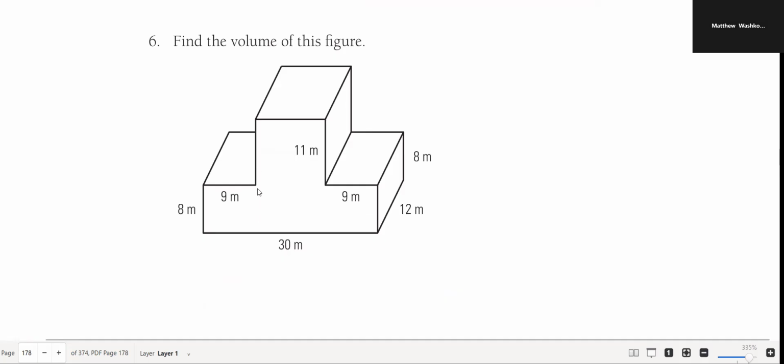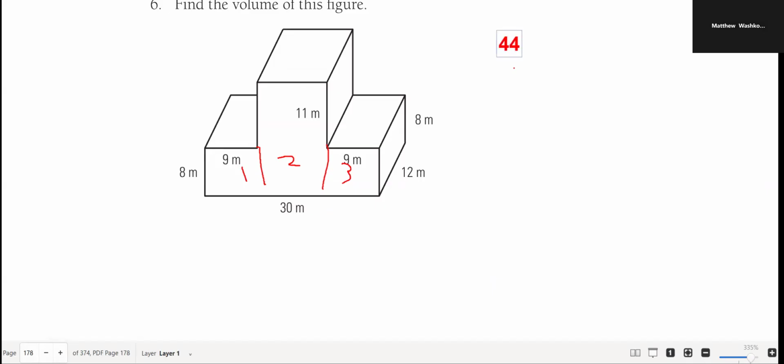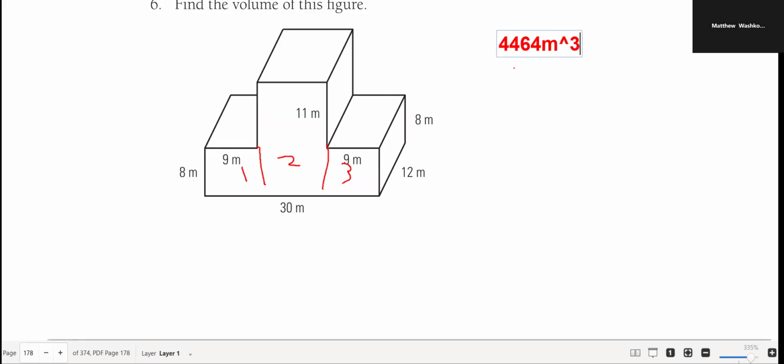Split it up into shapes. You're either going to have shape 1 and 2, or you're going to have shape 1, 2, 3. So I trust you guys to be able to do this at this point. If you're not sure, let me know. I will give you guys the answer here in just a moment. So 3, 2, 1. Okay, so for question 6, you should, again, pause the video to actually do it, but you should get 4,464 cubic meters as your final answer there.